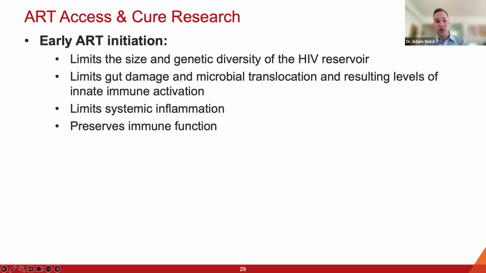So I next want to turn to antiretroviral therapy access and cure research, and how access to antiretroviral therapy may impact HIV cure. We know from a wide body of evidence from many studies that early therapy initiation limits the size as well as the genetic diversity of the HIV reservoir. It also limits gut damage and resulting microbial translocation, and may then reduce resulting levels of innate immune activation compared to later therapy initiation. It also limits systemic inflammation and may preserve immune functioning and prevent development of immune exhaustion phenotypes. So what is early ART?